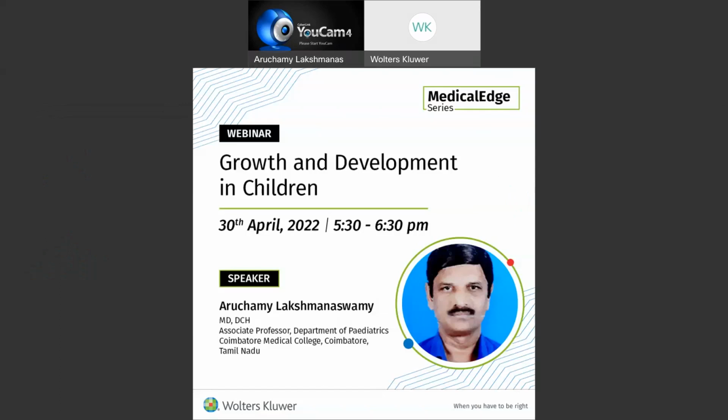For example, the child is only sitting with support now, not able to sit without support. So the developmental age is 6 months. Now what is the age of the child? Suppose it's 2 years. Then put as 24 months. So 6 by 24, it comes as 25%. So it is very easy.